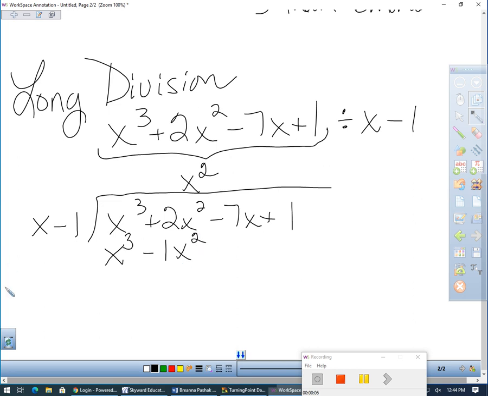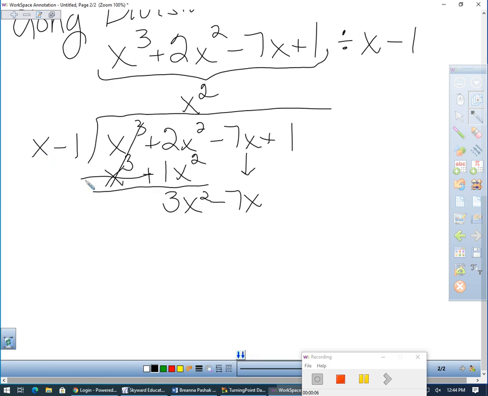This is where we said, when you do long division, you subtract. So what we're going to do is we're going to draw our line, and since we're subtracting, we're going to change our signs. So now x to the third and negative x to the third, they cancel out. I have 2x squared, and 1x squared is 3x squared. Just like in long division, we're going to bring down minus 7x. All right. What times x is going to give me 3x squared? So plus 3x.